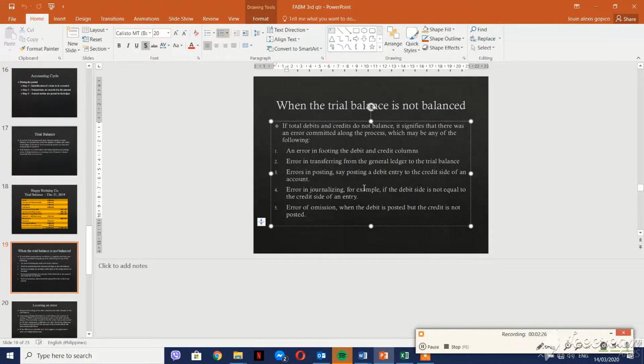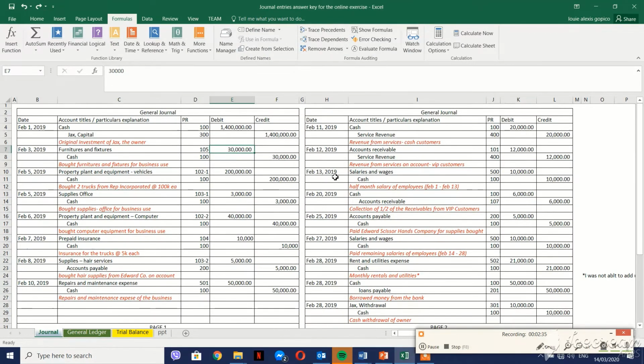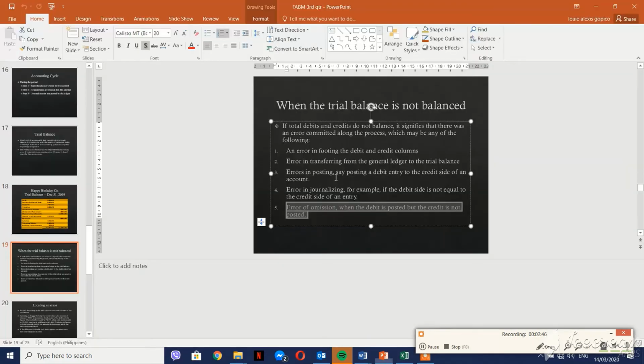Another one is error of omission, when the debit is posted but the credit is not posted. I think I made an example of this before. For example, I didn't post the credit. So it's missing, and there's a difference of 30,000 in my trial balance. Those are the reasons why the trial balance will not be equal.